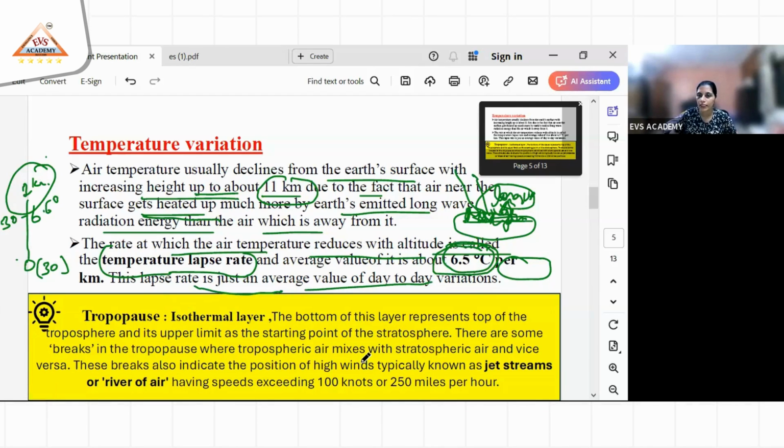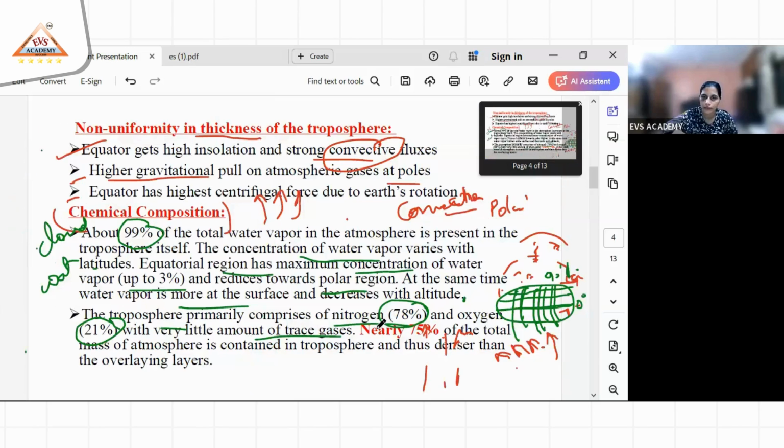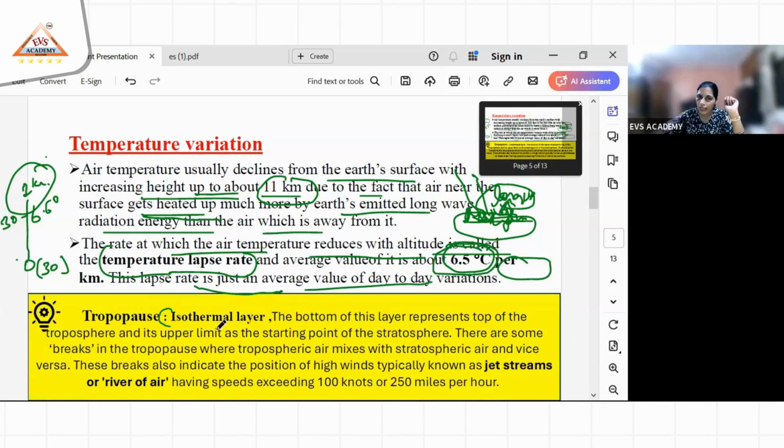After that the layer is the tropopause, this one layer, this straight vertical line. Now in the tropopause, as I told you, the temperature is constant, meaning it is an isothermal layer. The bottom of this layer represents the top of the troposphere and the upper limit is the starting point of the stratosphere. Here is the troposphere and here is the stratosphere. So the bottom of this line represents the upper part of the troposphere, and the upper part of this tropopause layer represents the lower part of the stratosphere.